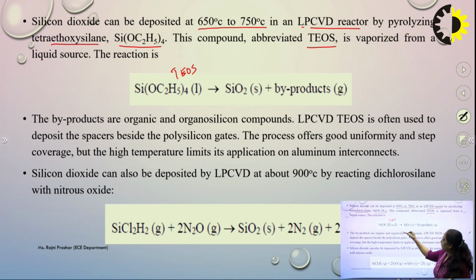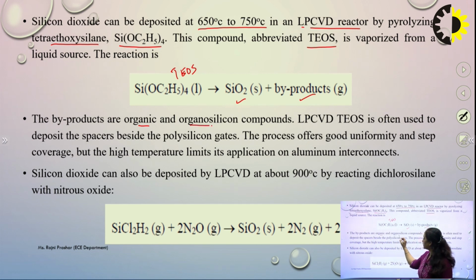Okay, when it is reacted, we are going to have silicon dioxide and some byproducts. The byproducts can be organic or organosilicon compounds. The LPCVD TEOS is often used to deposit the spacer beside the polysilicon gate. It is used to provide spacers along with the polysilicon gate.